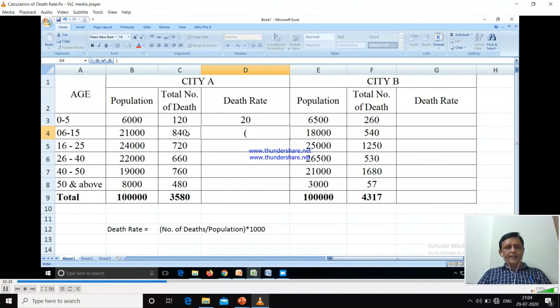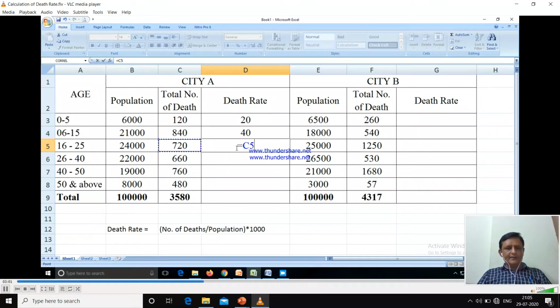Once again, let's check for the second age group. The total death is 840. So let me enter 840 divided by the total population, that is 21,000. Let me insert 21,000, close the bracket and multiply by 1000. Right, let's enter the equal sign again in front of it and press enter. Here we get 40.